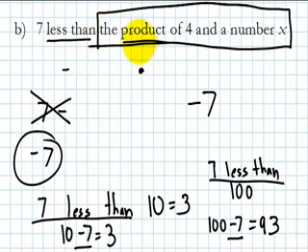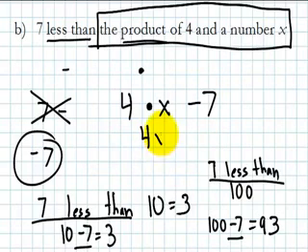Well, we know product stands for multiplication. And we have 4 and a number x. Well, 4 and a number x, or 4 times x. And you can probably go ahead and simplify it. Anytime you have a number multiplied by a variable, you can leave out the symbol of multiplication and just write it next to each other.